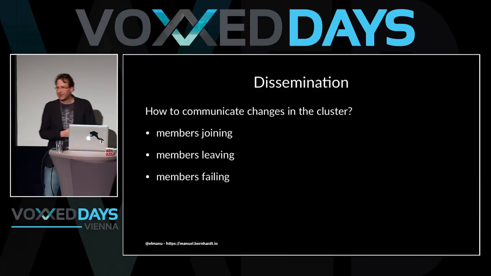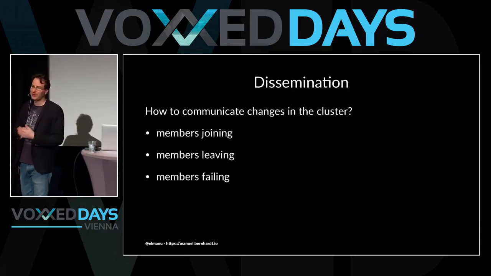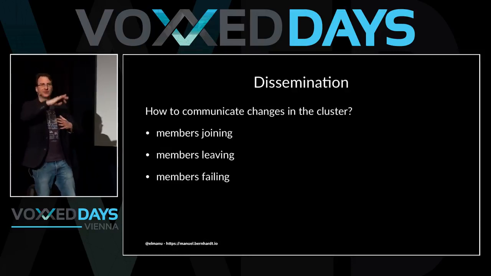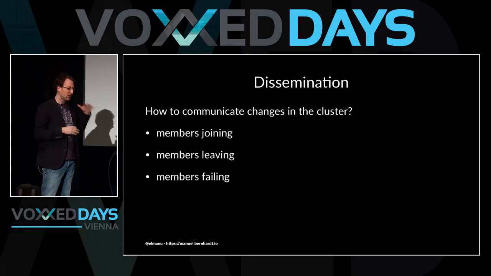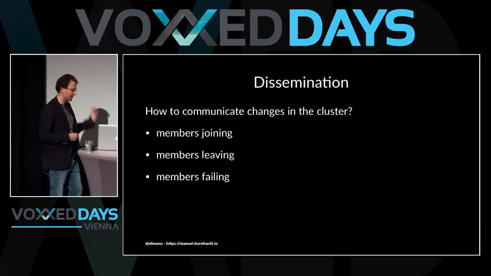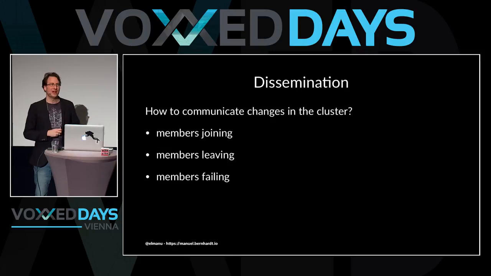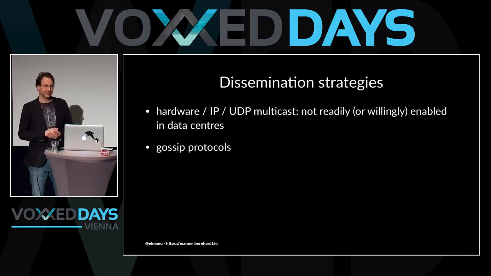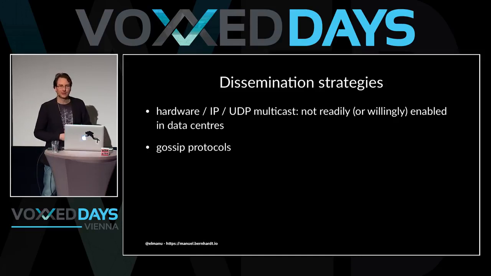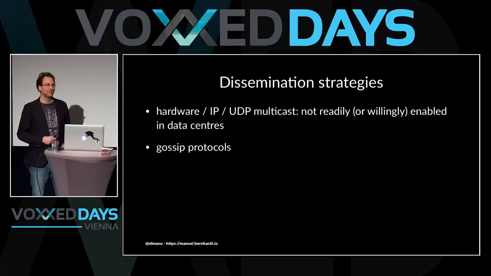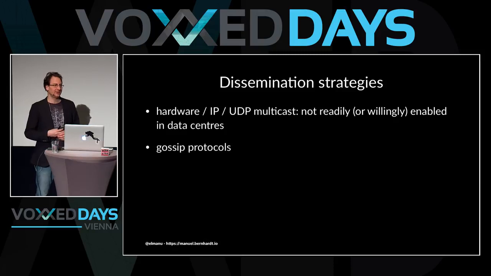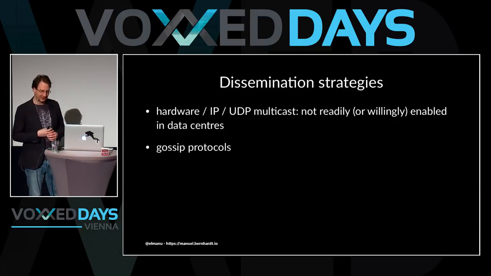So the question here is, how do we talk about things? How do we disseminate things in the cluster? How do we spread knowledge in the cluster? How do we talk about members joining, about members leaving, about members having crashed? And so there are 2 strategies here. The first one is multicast. So that could be hardware multicast, that could be IP multicast, that could be UDP multicast.